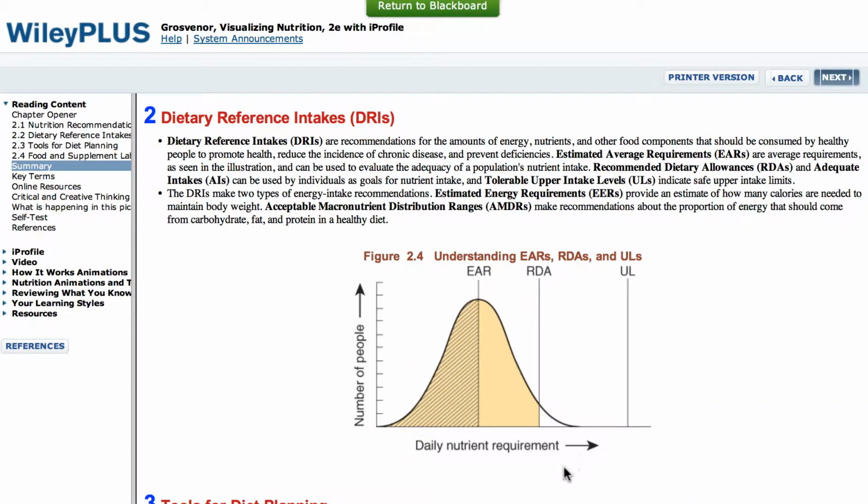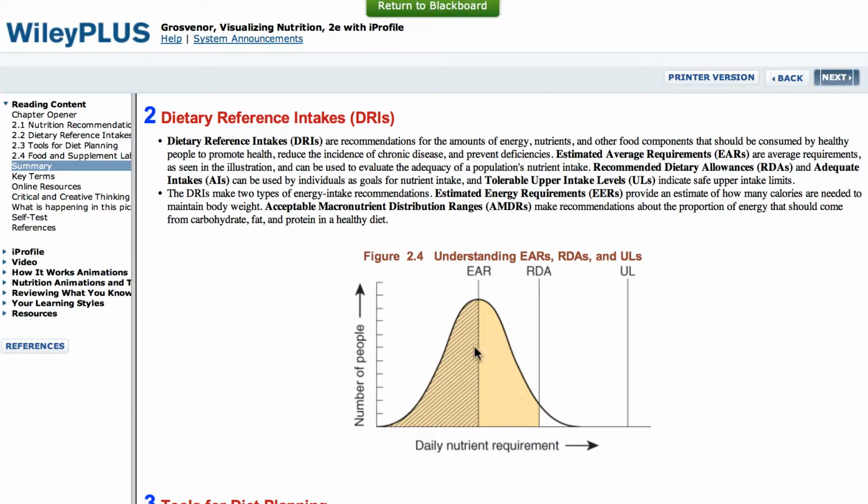And as I explained before, the RDA for vitamin C is 75 milligrams per day. So let's say her iProfile shows that she's getting less than this. Let's say she's getting maybe 50 or 60 milligrams of vitamin C per day. Does that mean that she's going to end up with a deficiency? And basically the answer to that is most likely not.